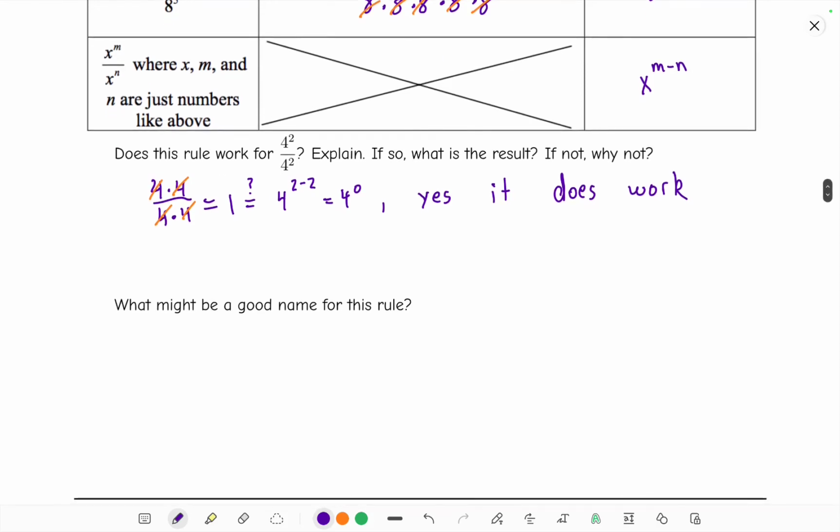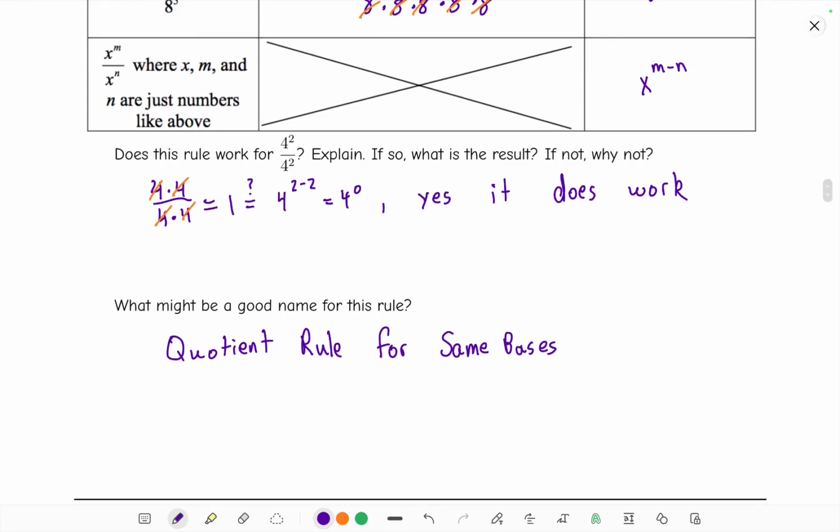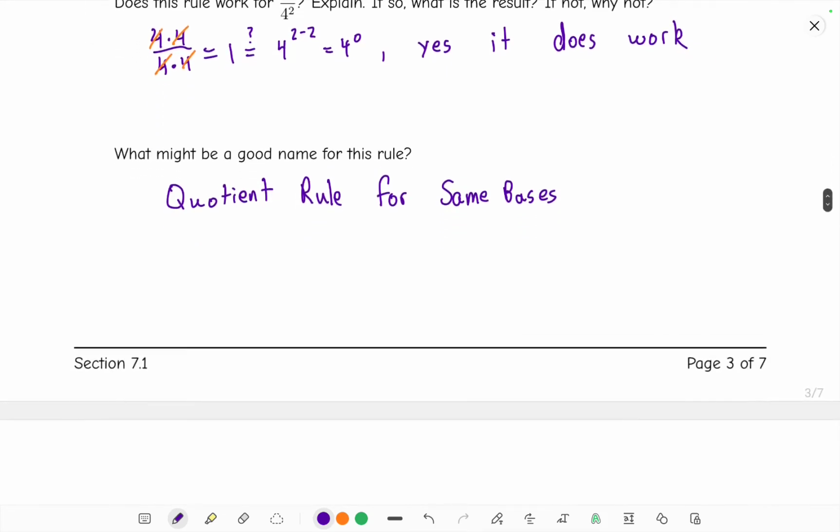And what might be a good name for this rule? So going off the first rule we did, we're going to just call this quotient rule for same bases. Forgot the word rule. Okay, let's move on to the next one.